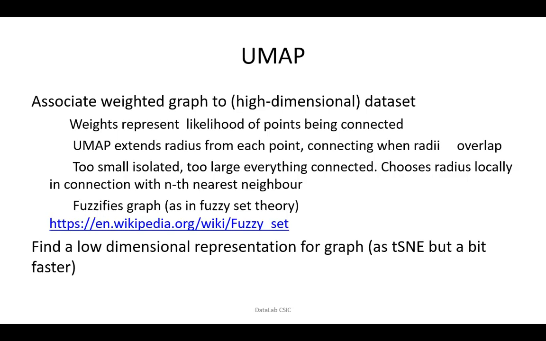if one point is close to the points in its neighborhood in the original space, you want to keep that in the transformation. And then they get some kind of graph, and then they fuzzify the graph as in fuzzy set theory. And then find a distribution. But the idea is more or less the same; they have this idea of a graph and then fuzzifying it to make things a bit more efficient.